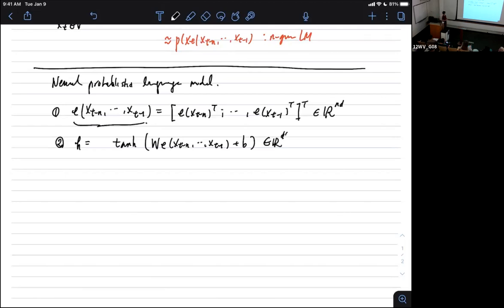And then we are going to say that there are d prime many neurons. That is, this input was n times d dimensional. Then this W has to be a d prime by nd dimensional matrix. And then this b, the bias, is going to be a d prime dimensional vector.